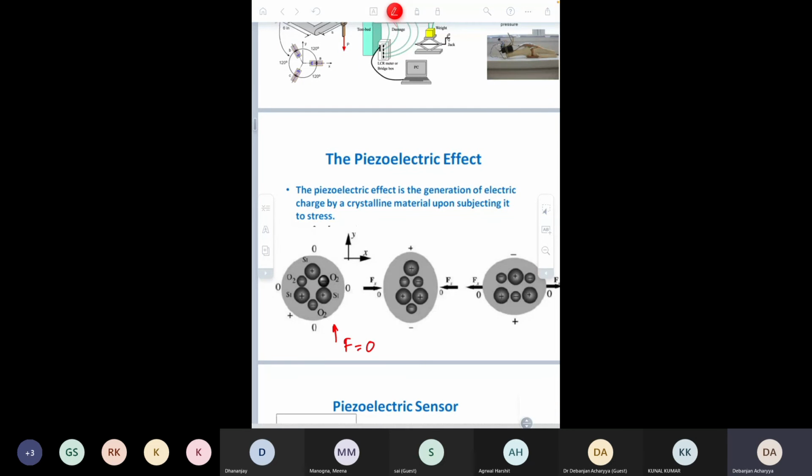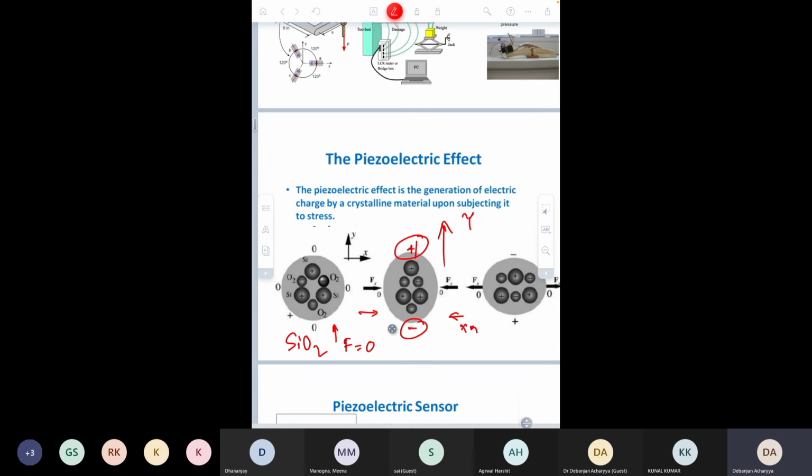So what happens when the force is applied? Here the force is zero. This is the material, for example quartz, that is silicon dioxide, SiO2. When you apply the force, due to this application of force, the positive and negative charges break apart and are accumulated in different directions in y. You are applying a force on the x axis, and the positive and negative charges accumulate in the y direction: positive charges at the top, and negative ions or negative charges at the bottom.